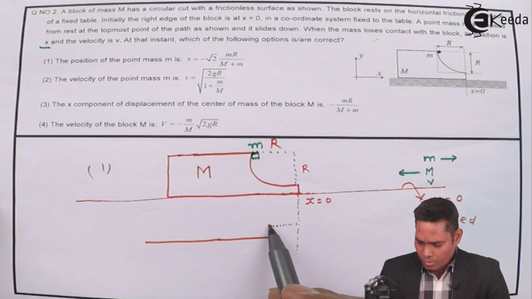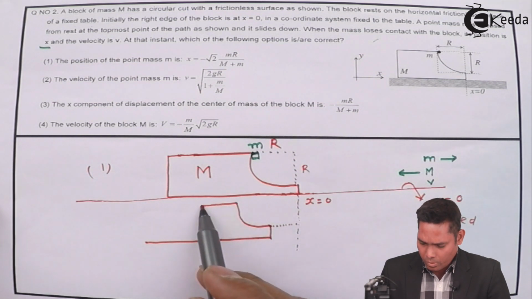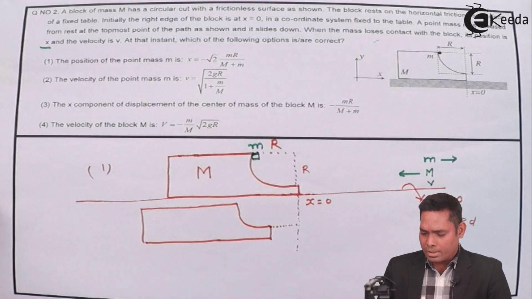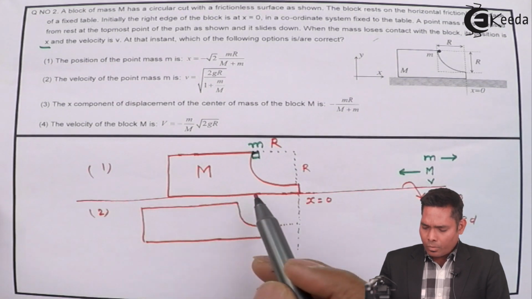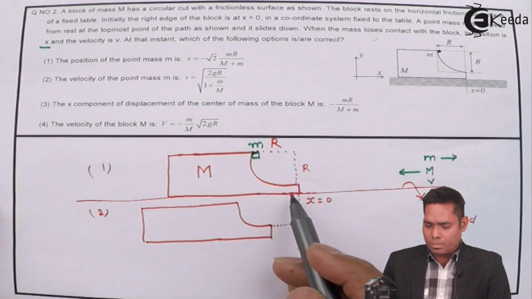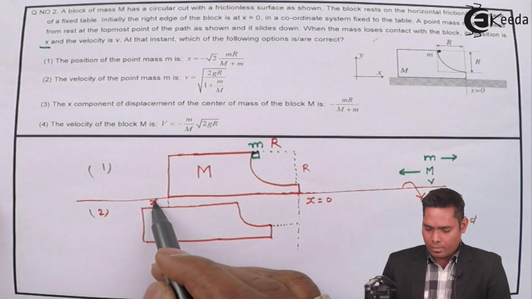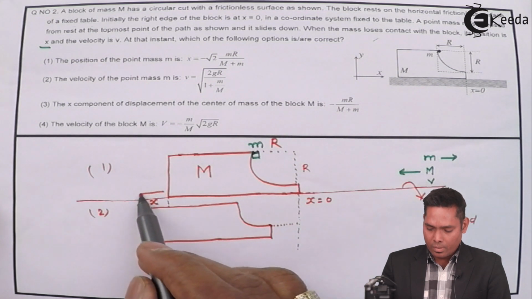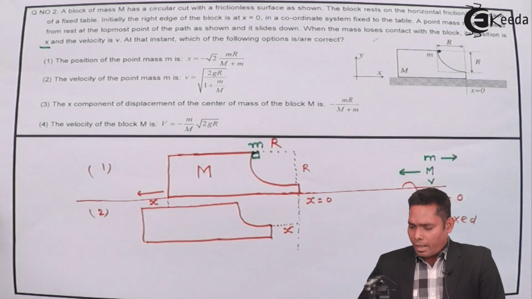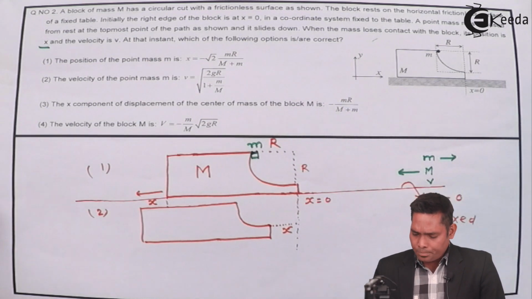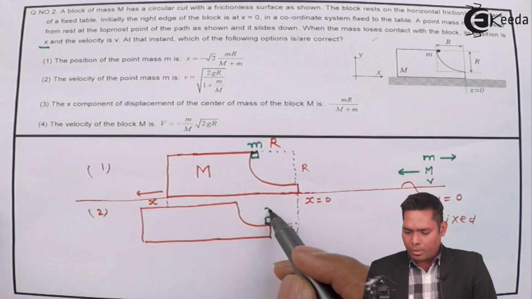Let us suppose that this is the case when the block displaces towards left by x. This is x. This is also x, displaces by x. And at this time the small mass is here. The small mass is here.